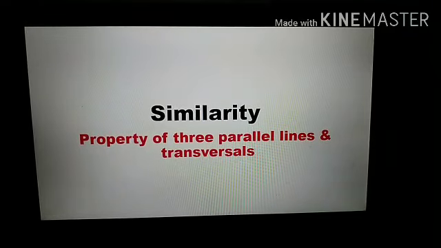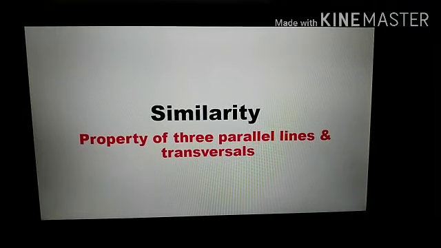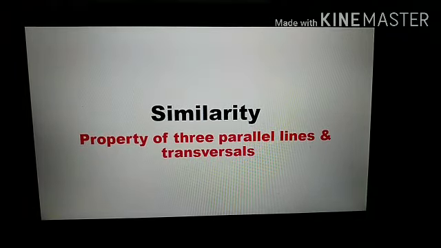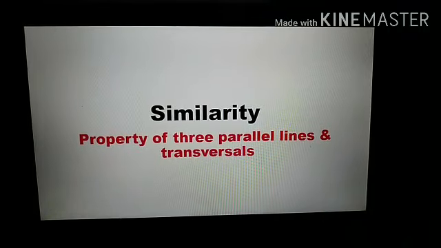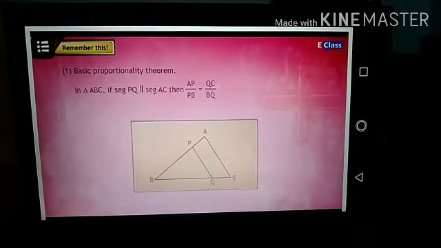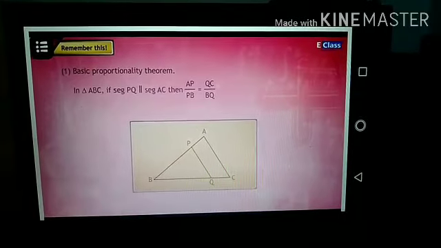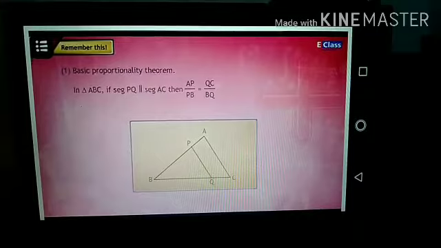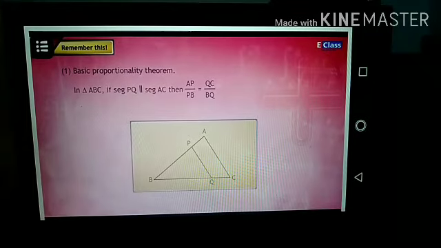We continue with our lesson, similarity. We are going to study the properties of three parallel lines and the transversal. Let's recall what we have studied in our previous sessions. First one, the basic proportionality theorem.